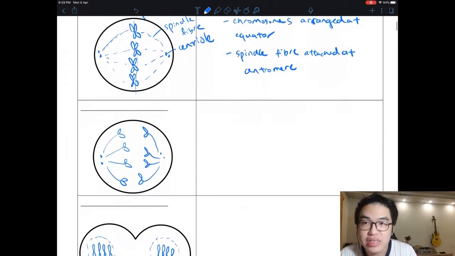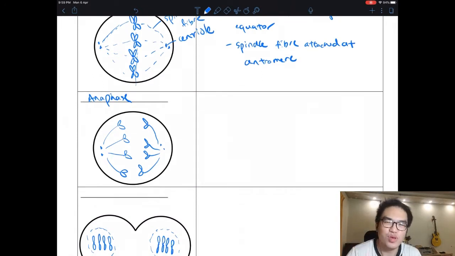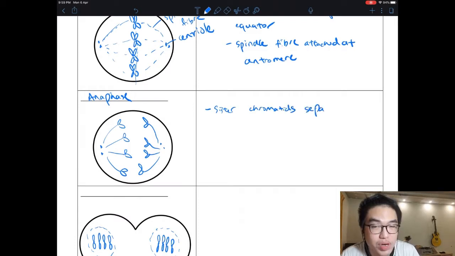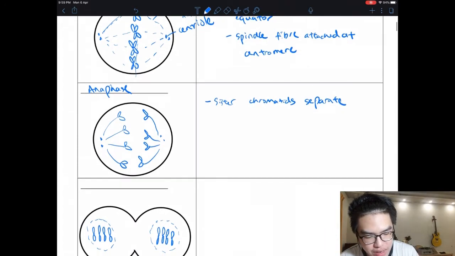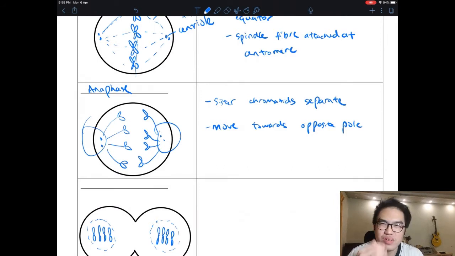And then the third phase, we call it anaphase. Pasar malam ada telephone, remember? That's my way of remembering. So anaphase, what happens here? Sister chromatids separate. Remember what a sister chromatid is? Sister chromatids separate and move towards the opposite poles. You have north pole and south pole, but you don't need to say this.